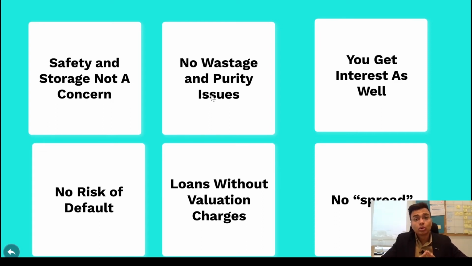And then there is no question of spread at all, because most of the time when you buy gold and you try to sell it after say 2-3 years, and if you go to some other vendor, suppose you bought it from jewelry shop A and now you're selling it to jewelry shop B, they will definitely deduct 2, 3, 4%, depending on the purity of gold. And that loss is always there.